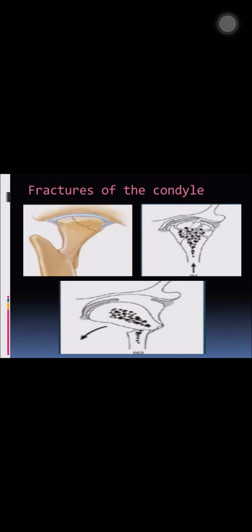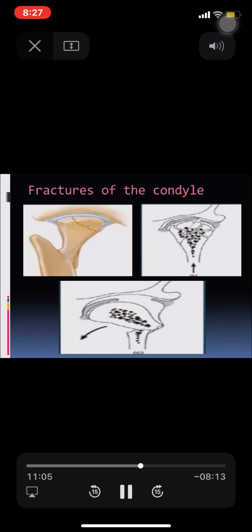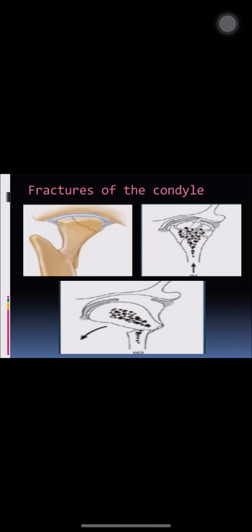Fractures of the condyle. Fractures involving the mandibular condyle are the only facial bone fractures that involve a synovial joint. Many classification systems have been proposed for fractures of the condylar region. Generally, they can be classified into fractures of the head of the condyle, intracapsular, or the neck of the condyle.